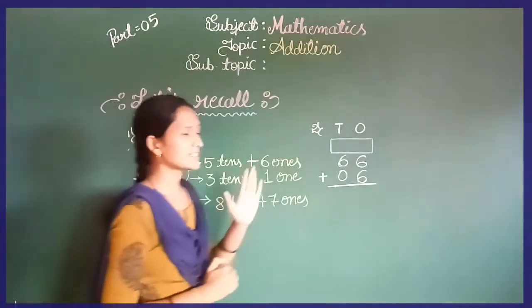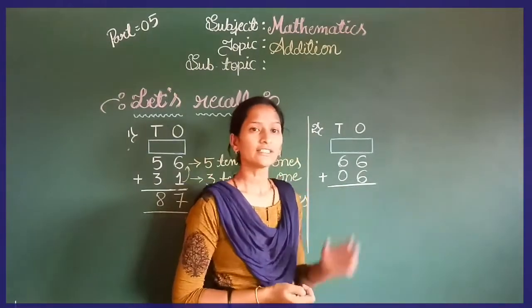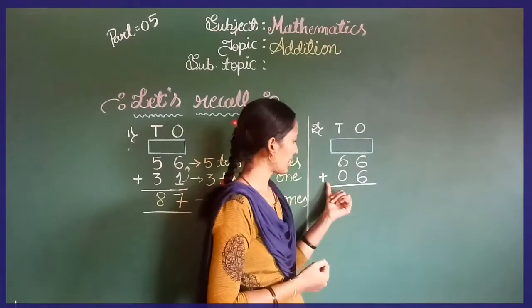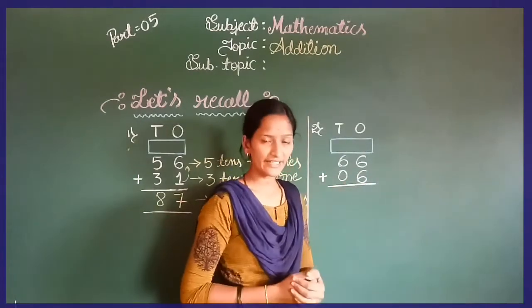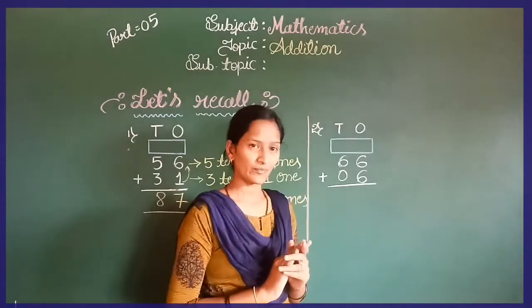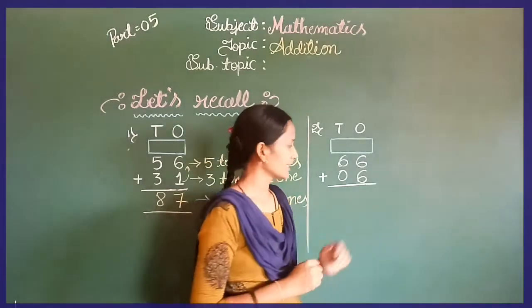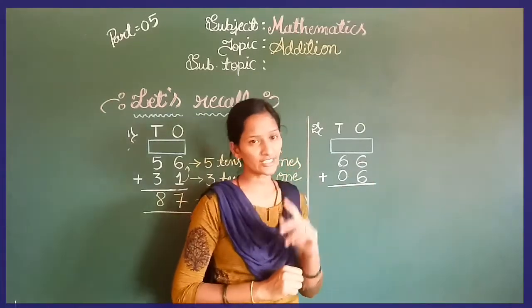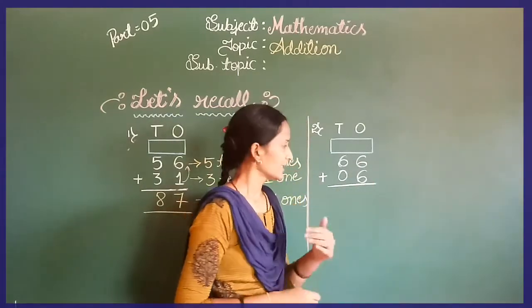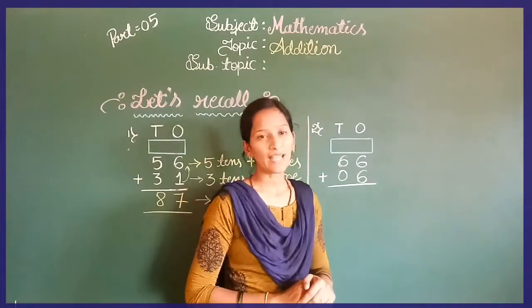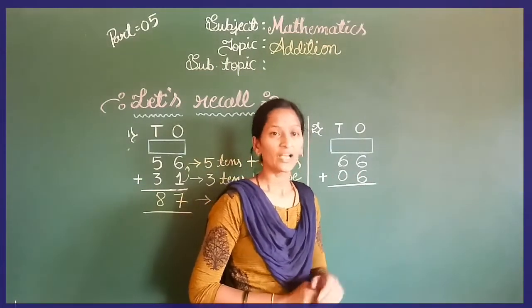Now come to the second one. Yes, in the second problem, the given numbers are 66 plus 6, right? First you have to add the digits in the ones column. What digits are there? 6 and here is one more 6. Two 6s are there, right? Yes, what is 6 plus 6? 6 plus 6 is 12.